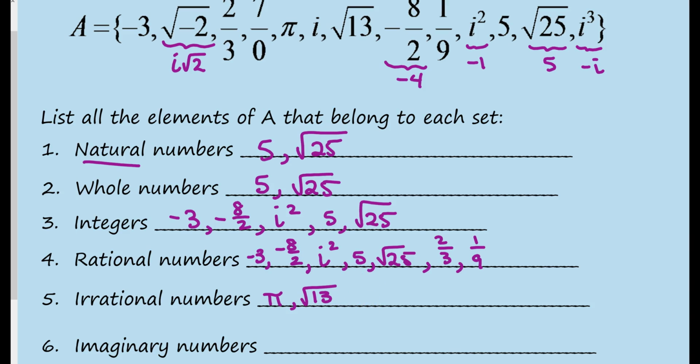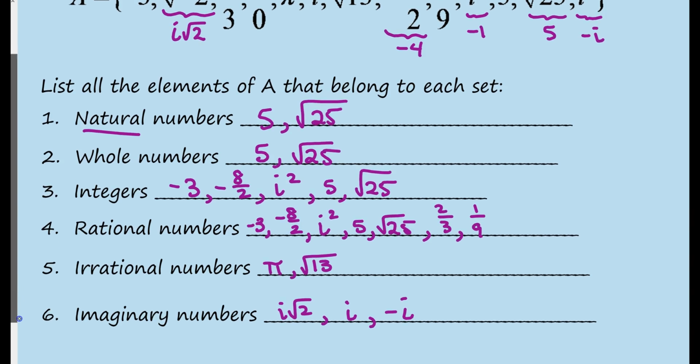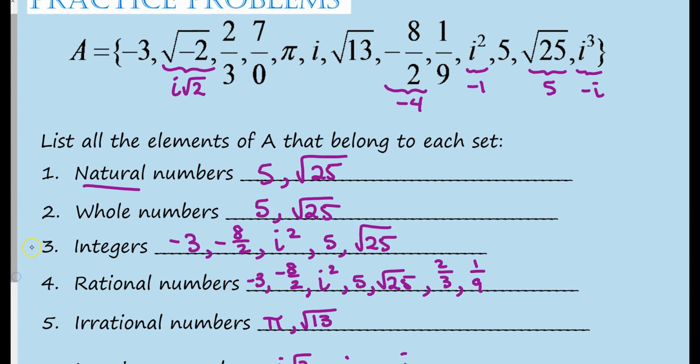Okay, and then lastly, the imaginary numbers. Anything that's a multiple of i. So we have i square root 2, we have i itself, and we have the opposite of i. Notice I'm not including i squared because i squared is -1, so it's not actually a multiple of i. Notice that in none of these lists we included 7/0. Okay, 7/0 is not defined. It doesn't belong in any number set.